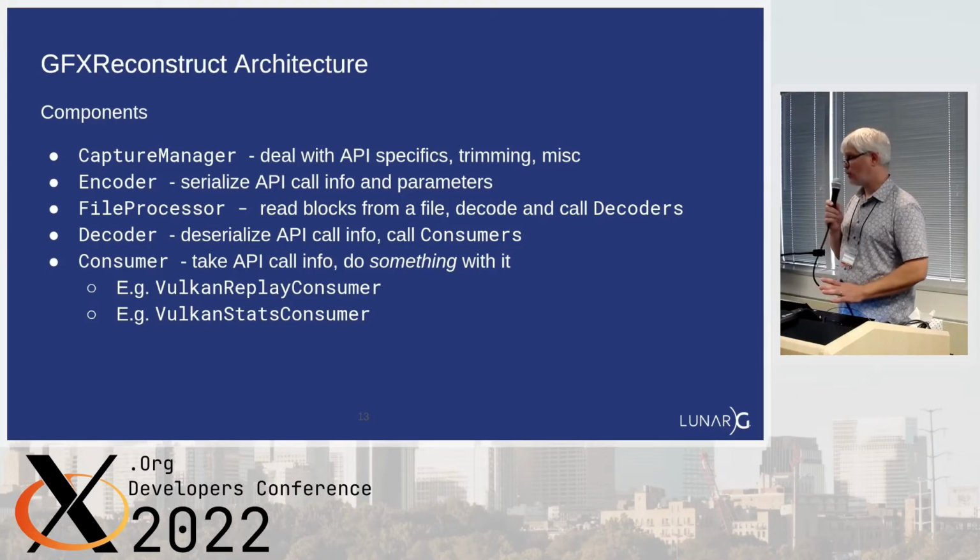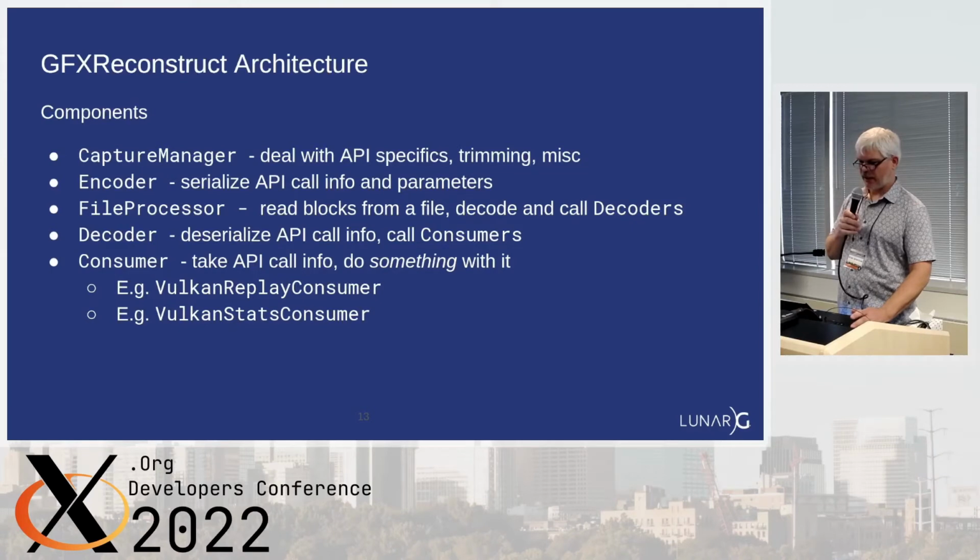The capture manager component deals with API specifics, anything which is not an actual Vulkan call. The encoder is a base class which is meant to serialize API call info and parameters, basically putting them into buffers. On the replay side, the file processor object knows how to read blocks from a file, but it doesn't know what's in those blocks. It doesn't know what's in any of the Vulkan blocks. And it knows how to decode and uncompress and then call decoder subclasses.